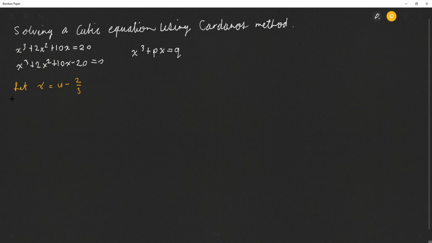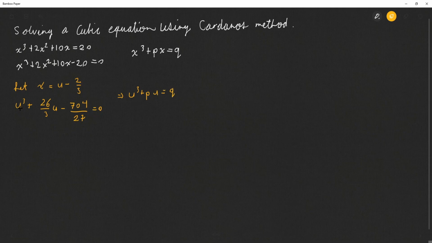So substituting this in will give us u cubed plus, and now our x squared term is gone, so it's going to be 26 over 3u minus 704 over 27 is equal to 0, which has the form of u cubed plus pu is equal to q, because obviously we replaced x with u.